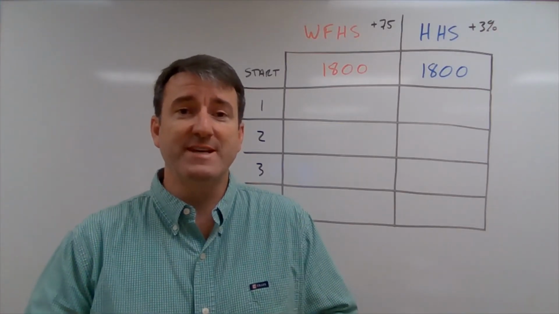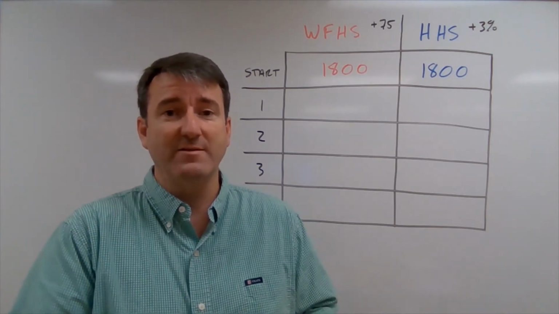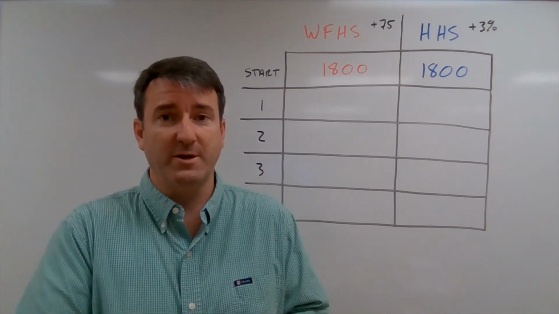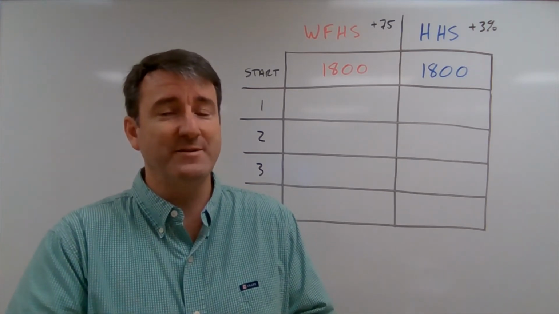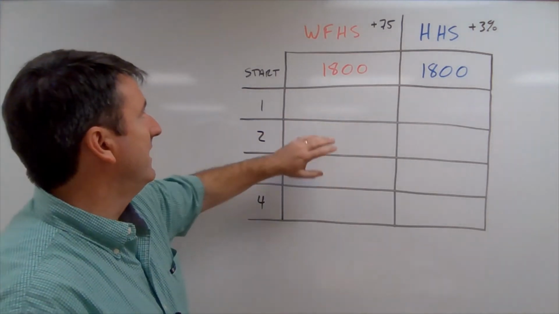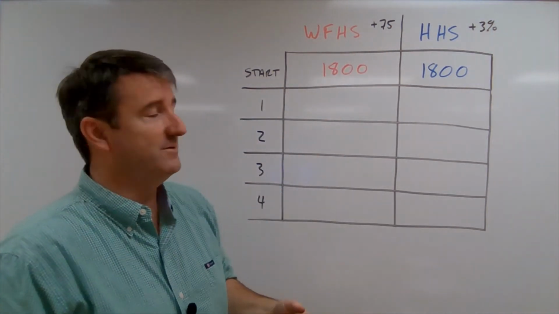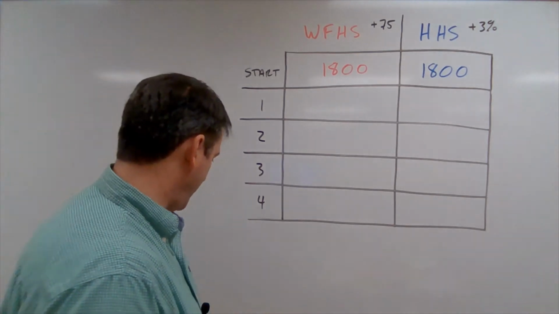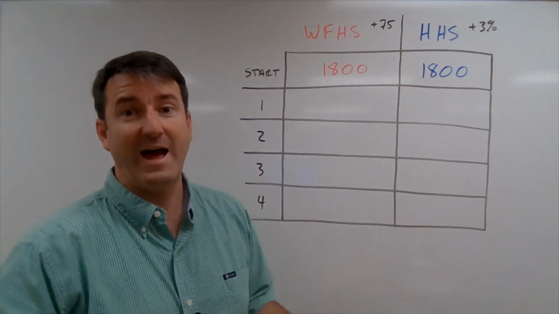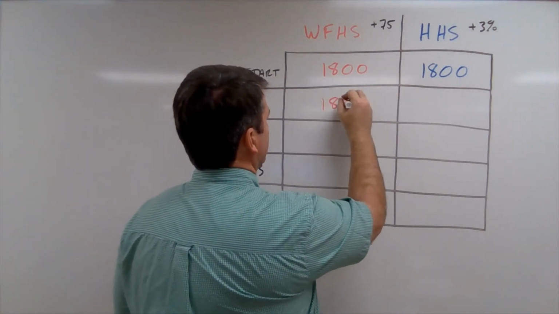Our first example says the number of students at Williamsfield High School has increased by 75 in each of the past 4 years. If the student population 4 years ago was 1,800 students, what is it today? So here we have a chart, and we have Williamsfield High School. We're adding 75 students per year, and we started with 1,800 students. And so after 1 year, we're going to have added 75 students to that population. So that's going to be 1,875.